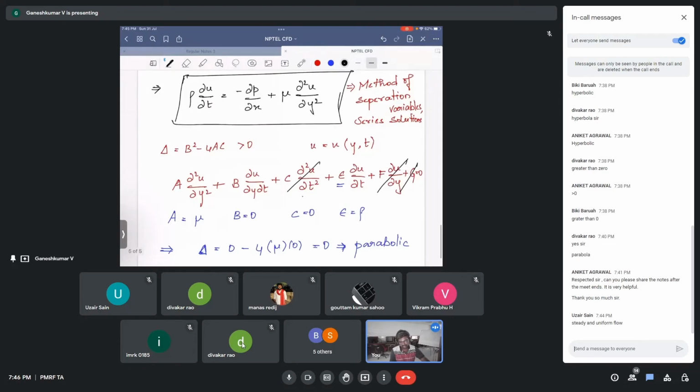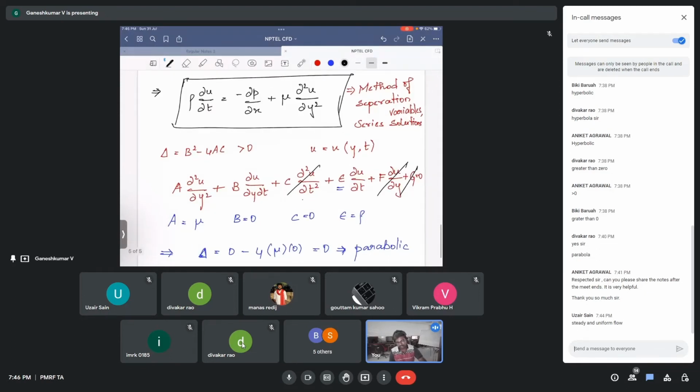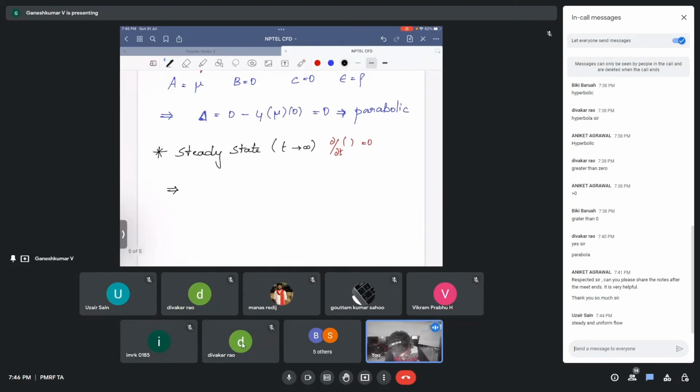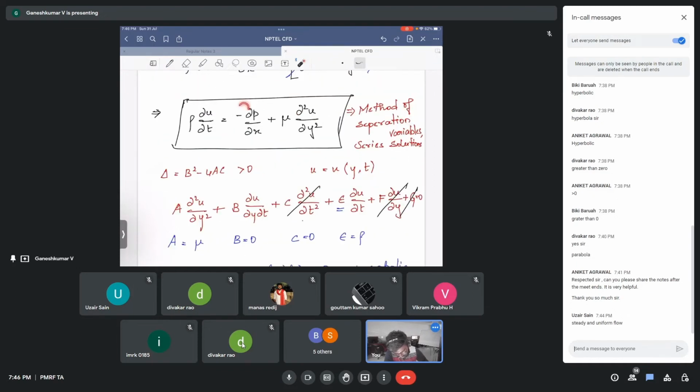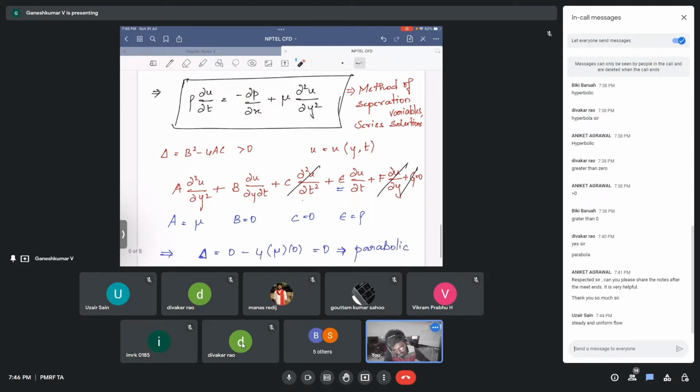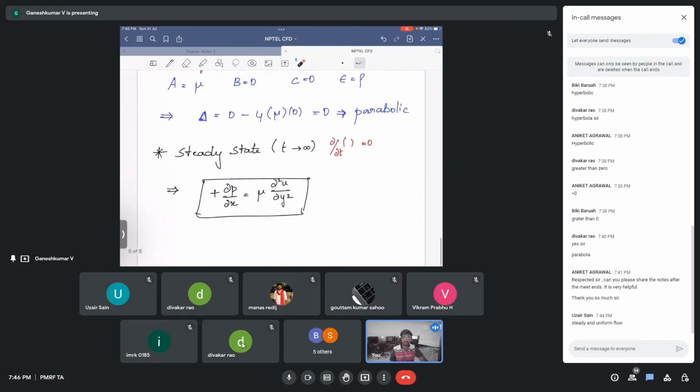Now when you make the steady state assumption, what happens? This whole term goes to 0. So the equation becomes minus dou p by dou x is equal to mu times dou square u by dou y square. I took the pressure gradient to this side, so it becomes positive, mu times dou square u by dou y square.